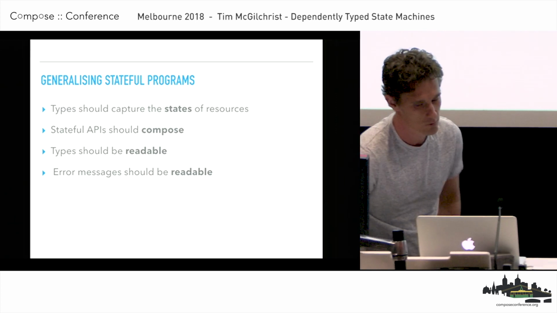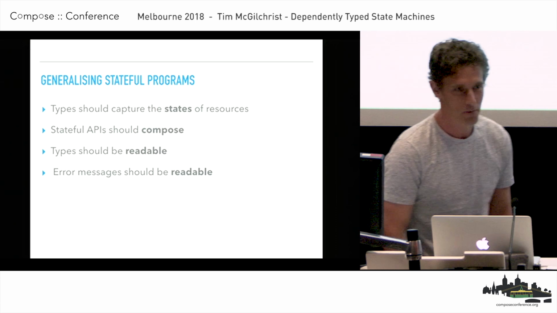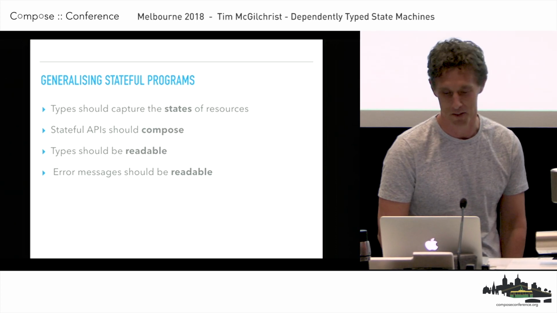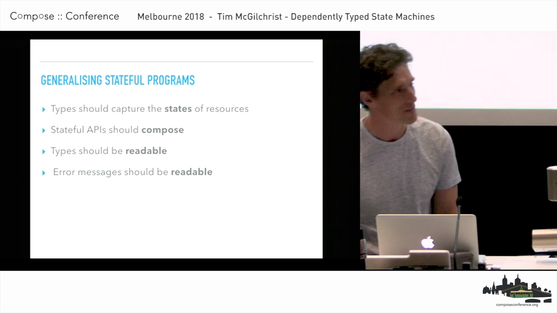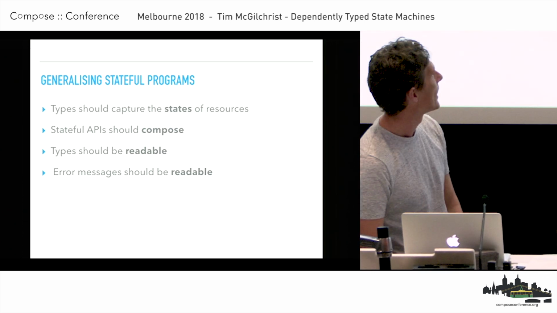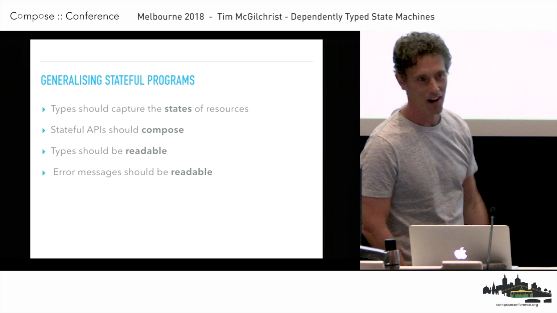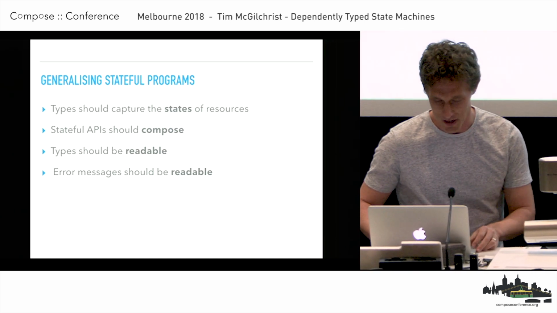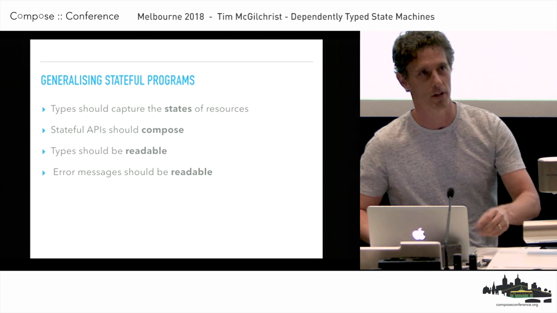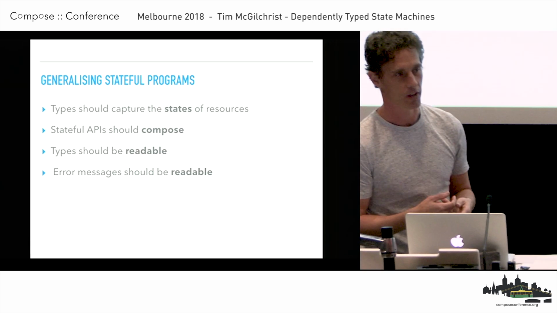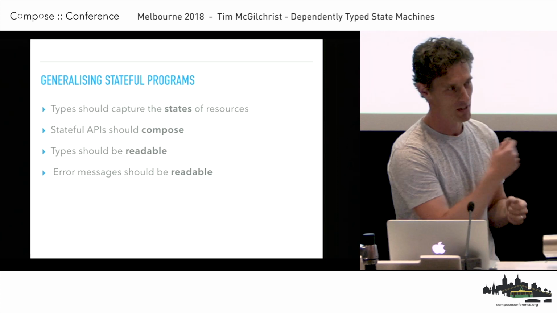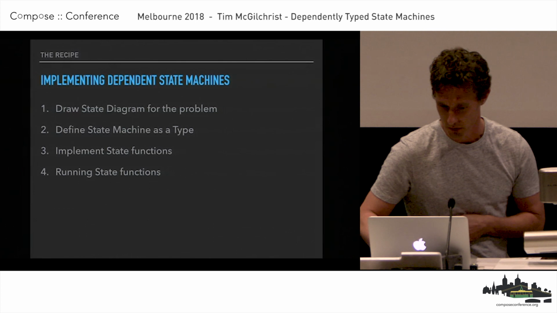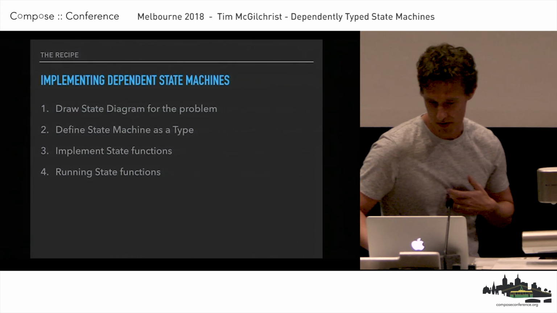The types should be readable. If you've done any dependently typed programming in Coq, Agda, Haskell, the types are never readable. And the error messages in particular are horrific, I think it's safe to say. They're getting better, but you need to understand how they're encoded in the language, plus the dependent typing, to actually decode what it means. So let's get on to the recipe.